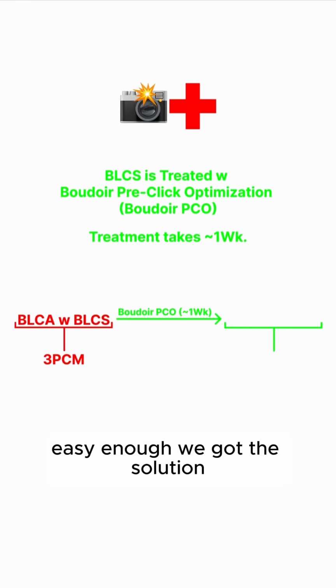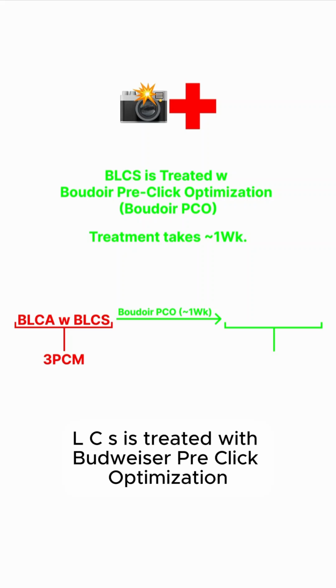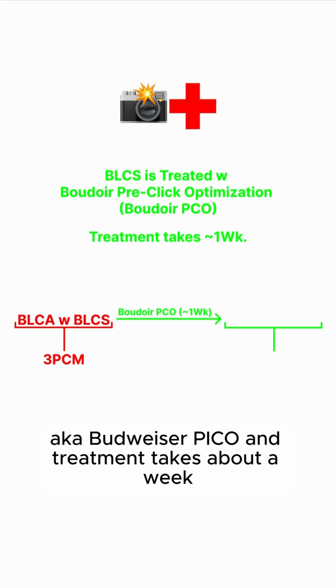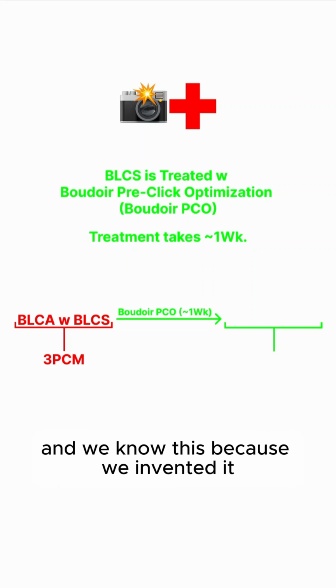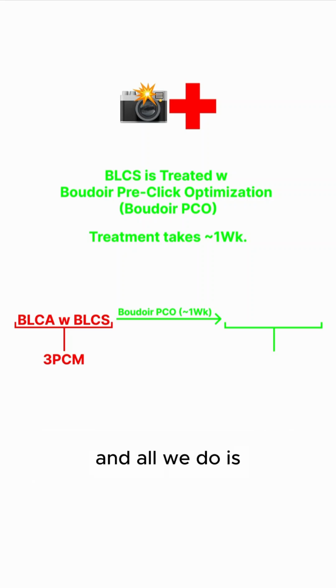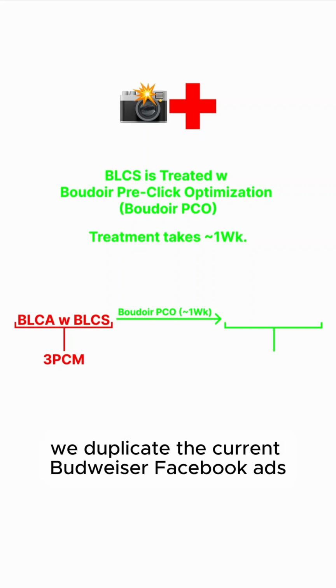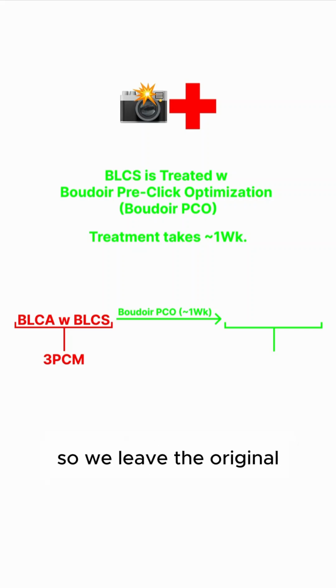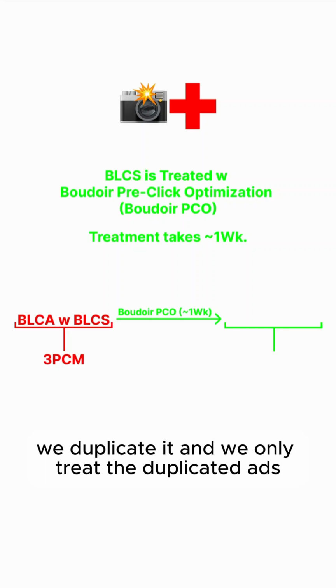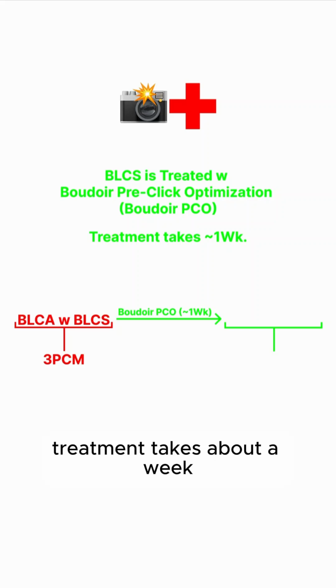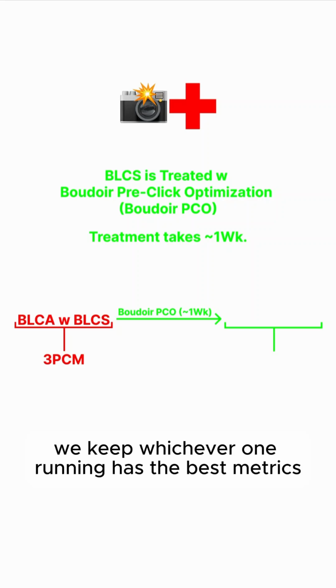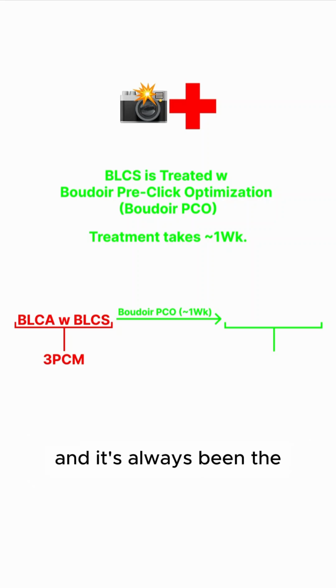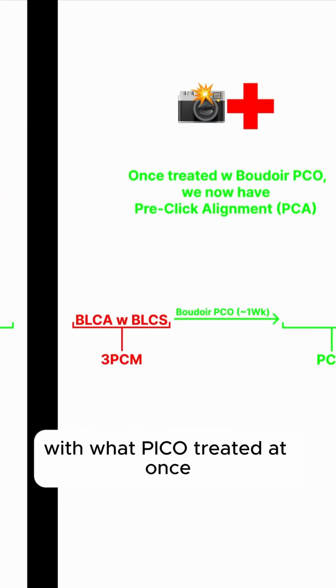Easy enough, we've got the solution. BLCS is treated with boudoir pre-click optimization, aka Boudoir Pico, and treatment takes about a week. And we know this because we invented it. And all we do is duplicate the current boudoir Facebook ads. So we leave the original, we duplicate it, and we only treat the duplicated ads. Treatment takes about a week. We look at the metrics. After a week, we keep whichever one is running with the best metrics. And it's always been the Boudoir Pico treated ad.